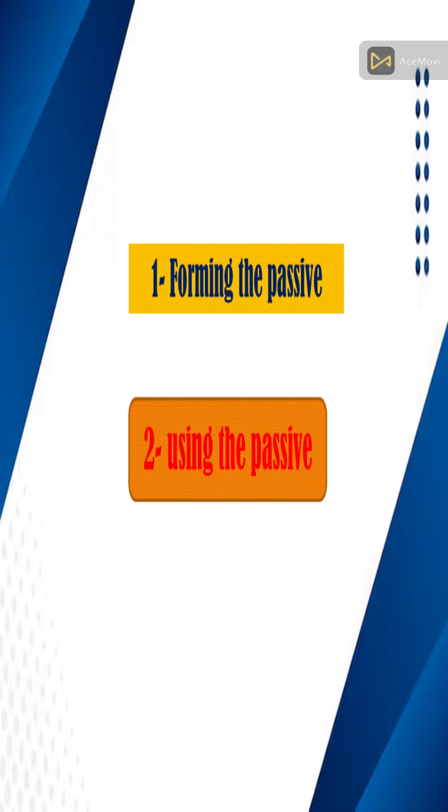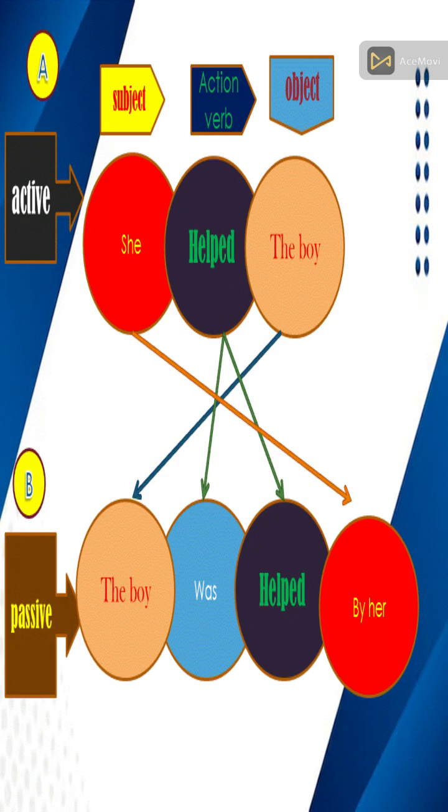Okay, as you see in this one, the part one, active sentence: she helped the boy. As you see, she is the subject, helped is the action verb, and the boy is the object of the sentence. Into passive voice: the boy was helped by her. ده مثال قدامنا ازاي حولنا من active ل passive. نيجي بقى نشوف how to form this sentence into passive voice.